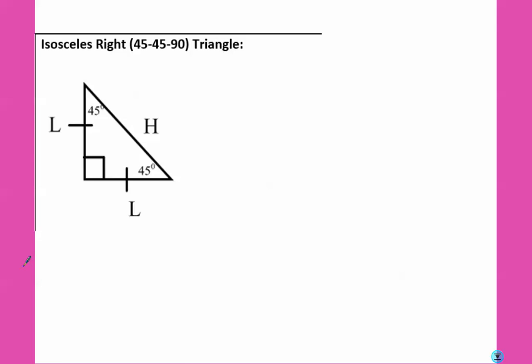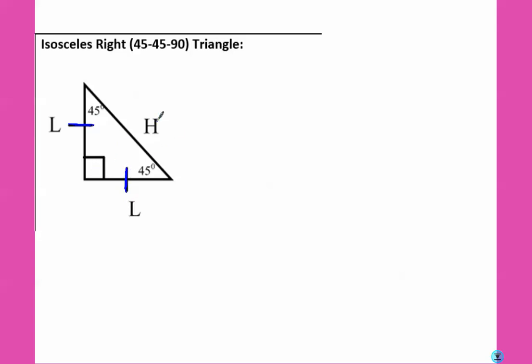So our first type of special right triangle we're going to talk about is the isosceles right triangle, where it has two angles of 45 degrees and the other is 90. Remember that if two of the angles are the same, the sides opposite them are also congruent. So this leg is congruent to this leg.